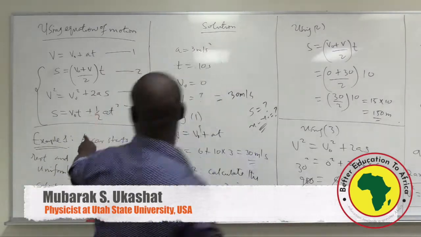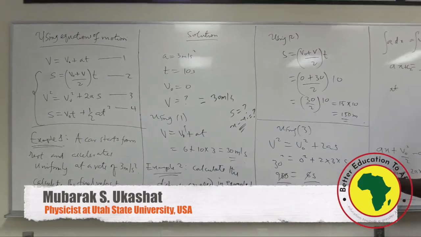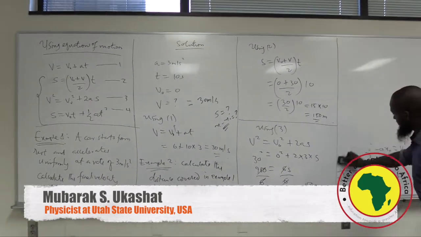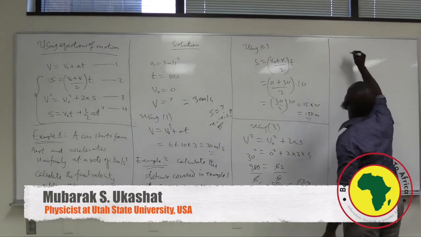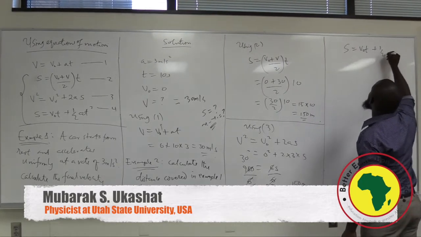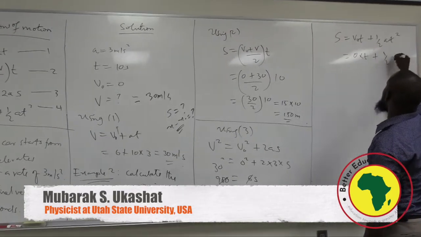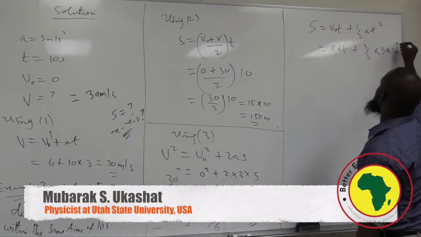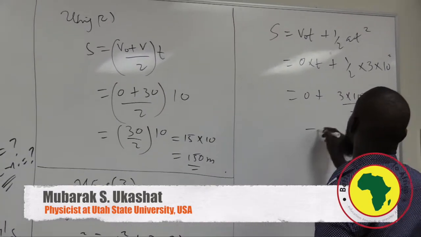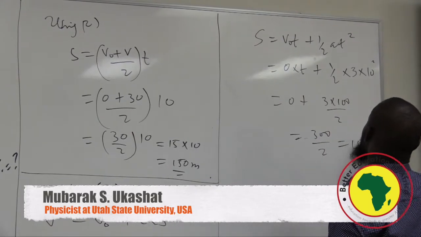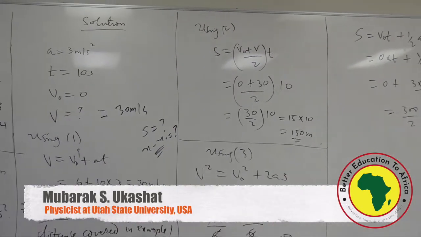I can also use this equation to get my S, and we'll see we get the same answer, because I have all the numbers, all the parameters that are in that equation. S equals V naught T plus half AT squared. So V naught is 0 times T, plus half times A, which is 3, times T squared, which is 10 squared. So it becomes 0 plus 3 times 100 over 2. That's 300 over 2, which is 150 meters. The same answer. Any equation, the same answer.